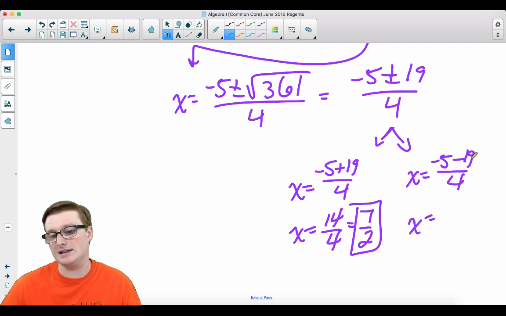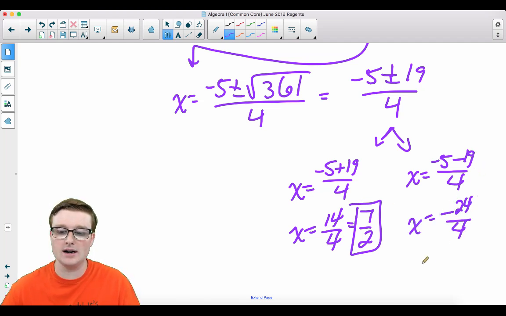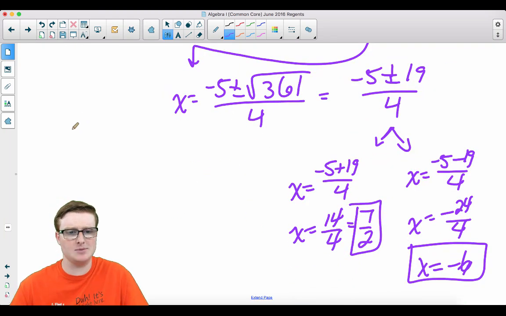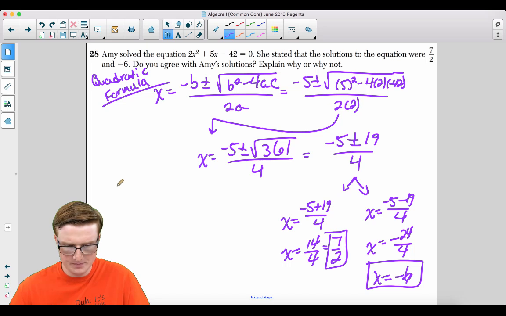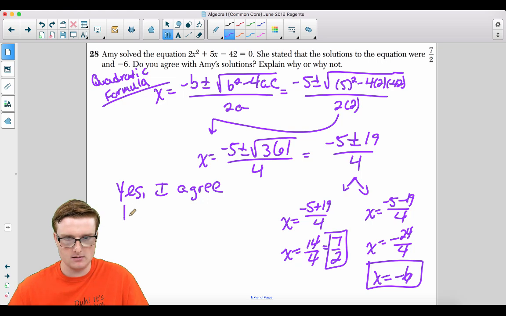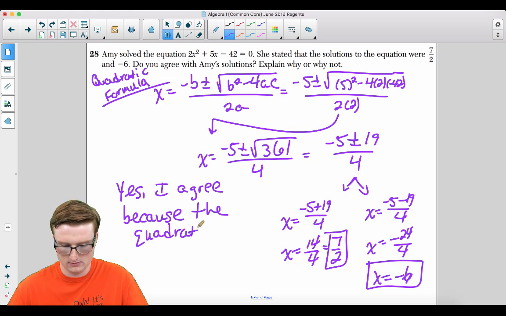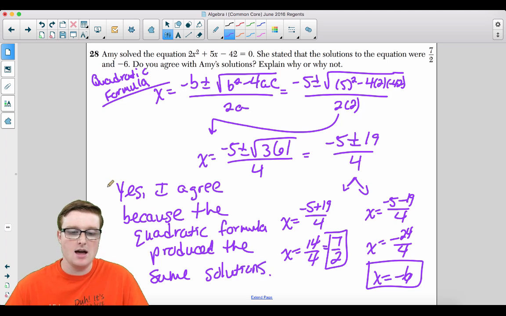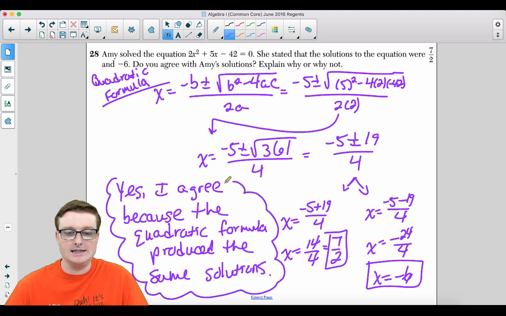And over here we get, let's see, negative 19. That gives us negative 24 over 4. X is equal to negative 6. So that is true. And she said that those are the roots. Do you agree with Amy's solutions? Absolutely I do, because Amy's a smart girl. So we're going to say yes, I agree, because the quadratic formula produced the same solutions. And that is it. We are done.